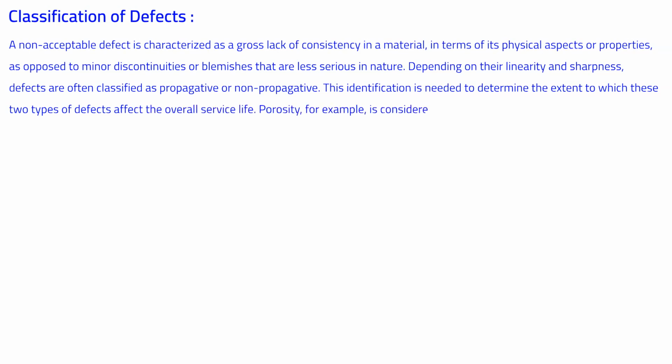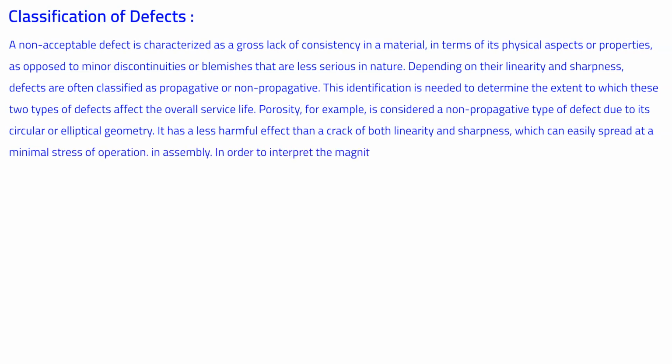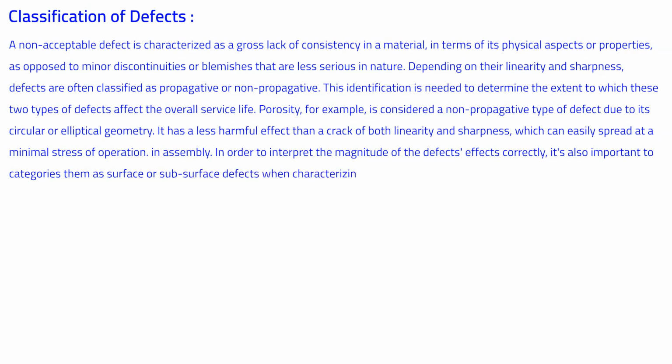Porosity, for example, is considered a non-propagative type of defect due to its circular or elliptical geometry. It has a less harmful effect than a crack of both linearity and sharpness, which can easily spread at a minimal stress of operation. In addition, in order to interpret the magnitude of the defect's effects correctly, it's also important to categorize them as surface or subsurface defects when characterizing them.